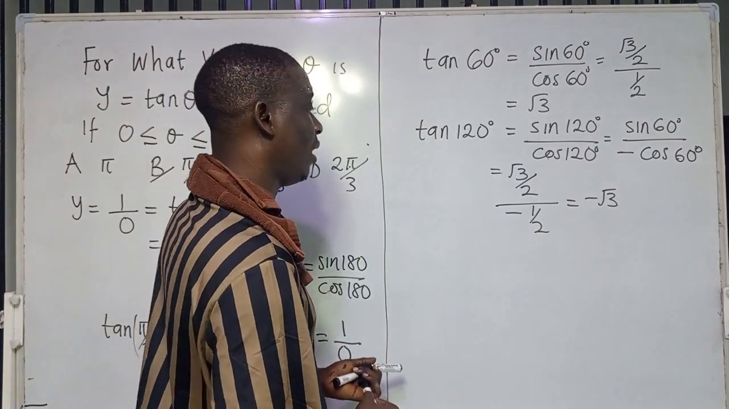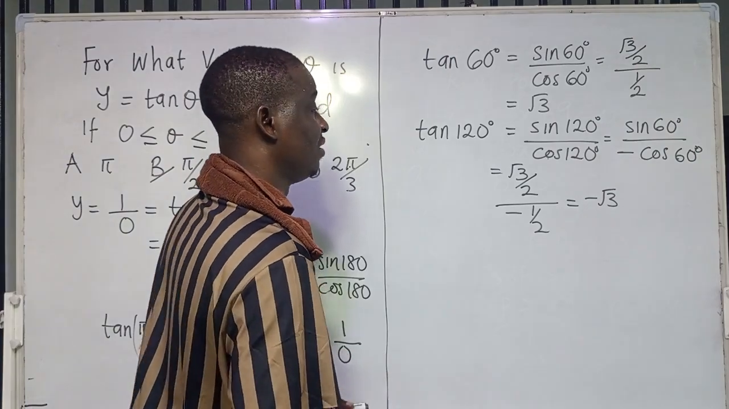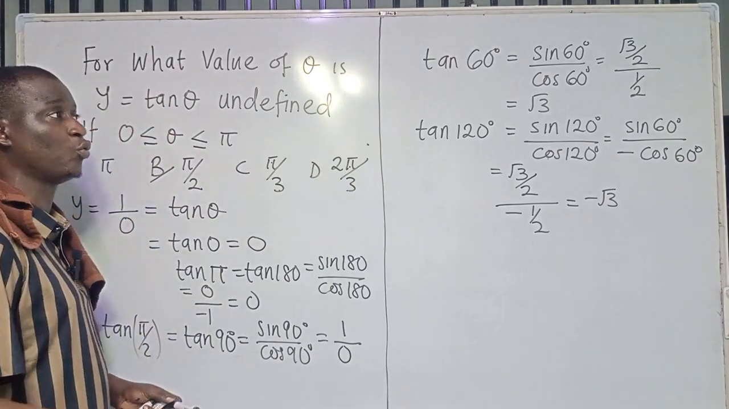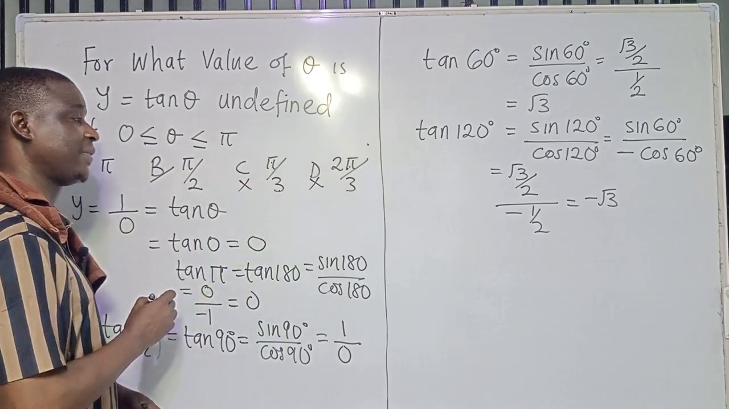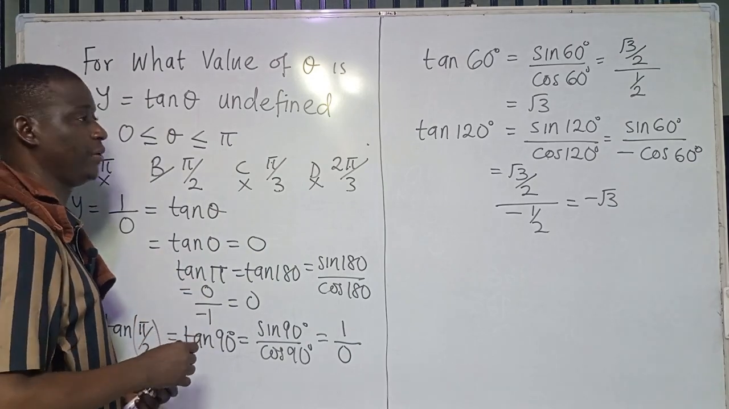Which is minus 1.7321. You press your calculator, and 120 will give us minus 1.7321. Now confirm it. So this one can never be the answer, this one can never be the answer, this one can never be the answer. So the answer is B.